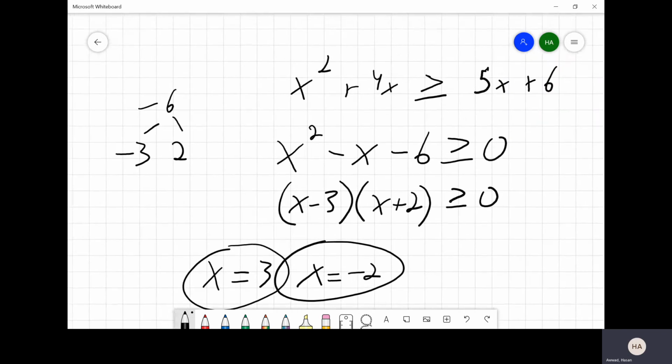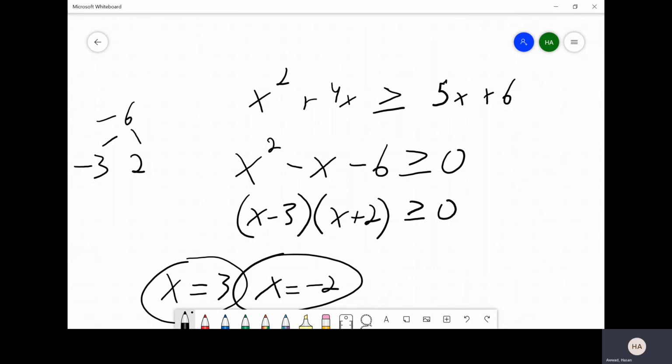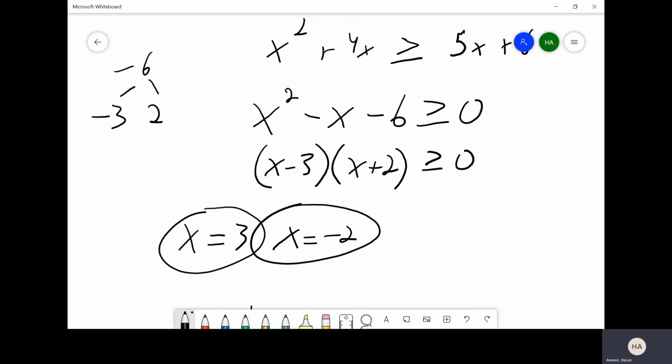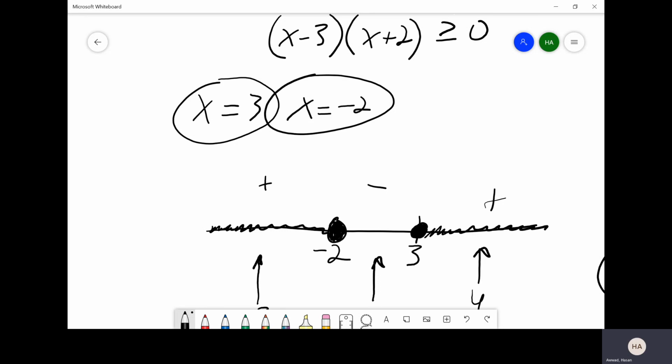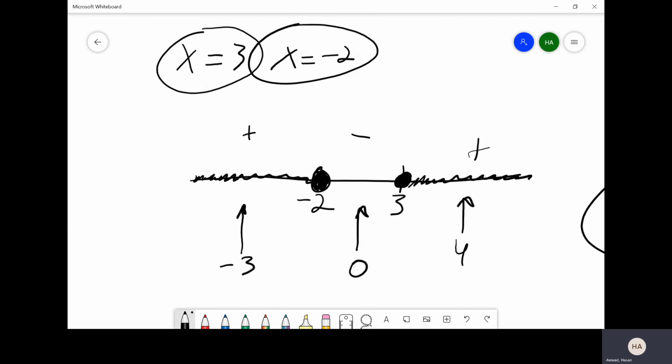Once more, going over the steps, we moved everything over to one side. We got it in standard form. We factored it. We found our factor pair to be 3 and -2. So we put 3 and -2 on our number line. We then realized we have 3 different intervals that we have to pick from. So we chose test points for each interval. So -3, 0, and 4 were my test points.